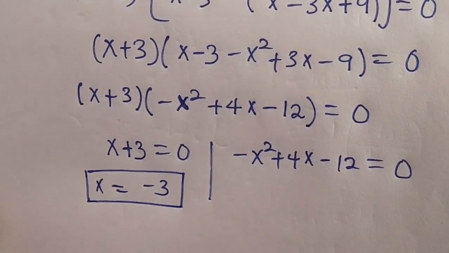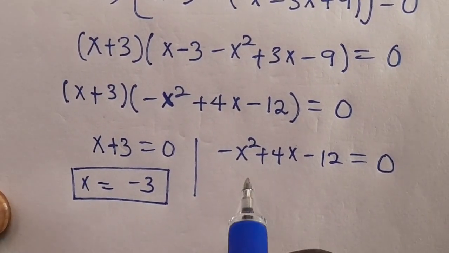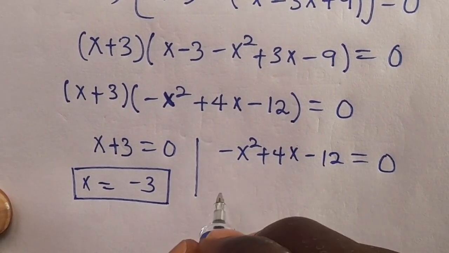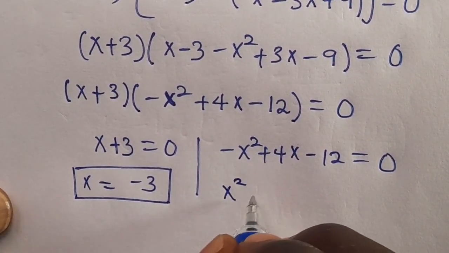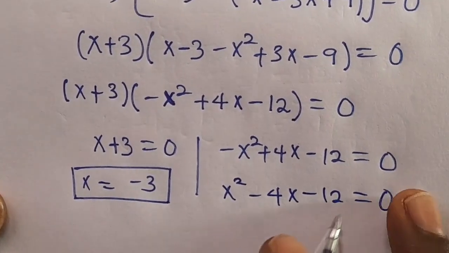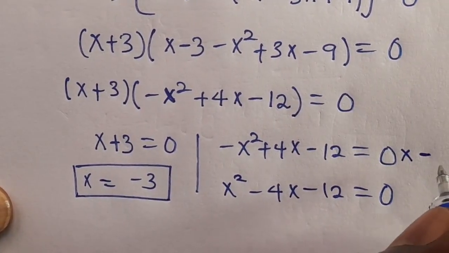And that is the first real solution. Now, from here too, we have to standardize this quadratic by multiplying through by minus. We have this one to be x squared, minus times this will be plus, this one will now be minus 4x minus 12 equals 0, when you multiply by minus.